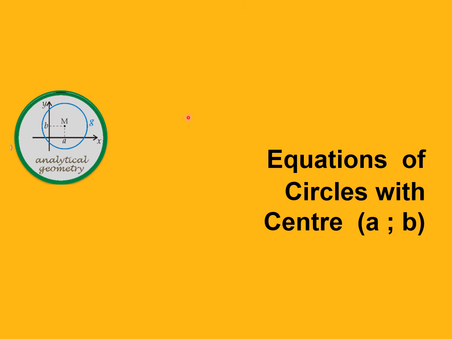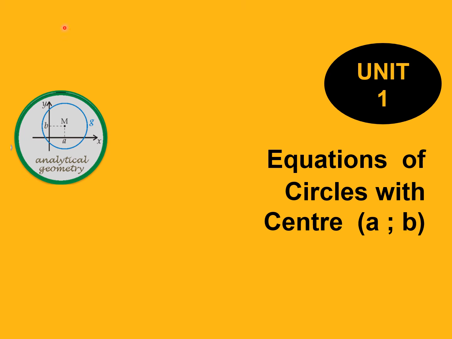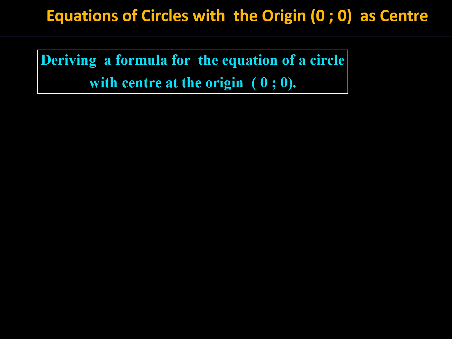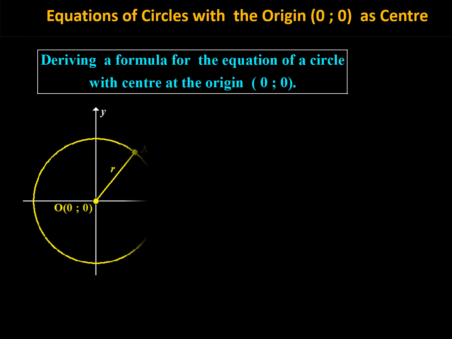Let's start with equations of circles with center (a, b). Let's start off with deriving a formula for the equation of a circle with center at the origin. So there we have a circle. If you look there, the center is at the origin. There's a point on the circle. Let's say it's point A, which is (x, y), and OA is the radius, and let's denote the radius by r.